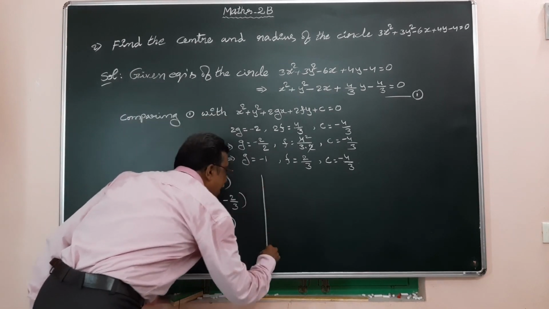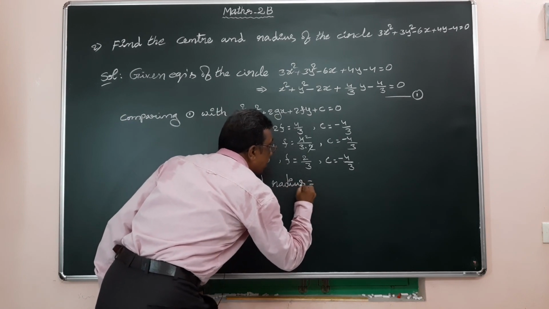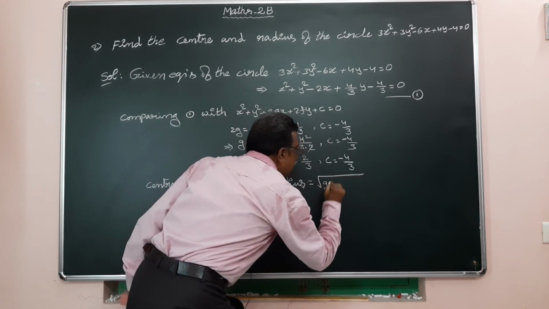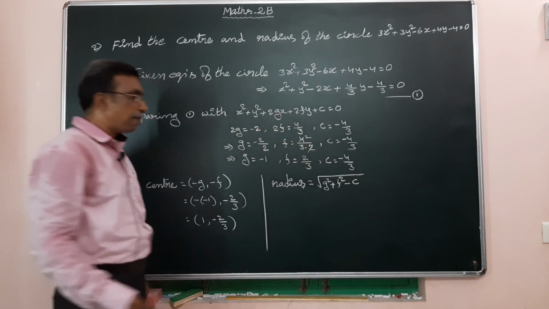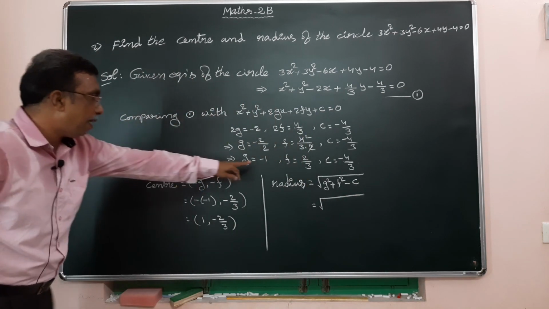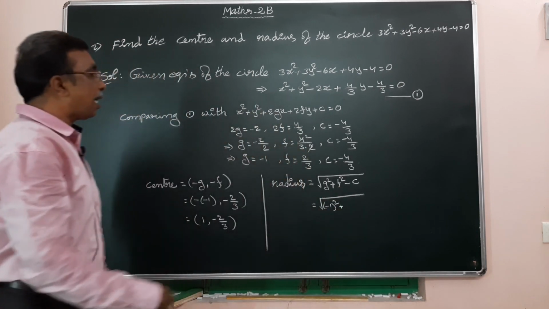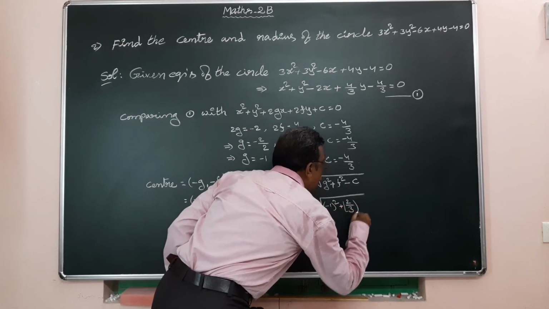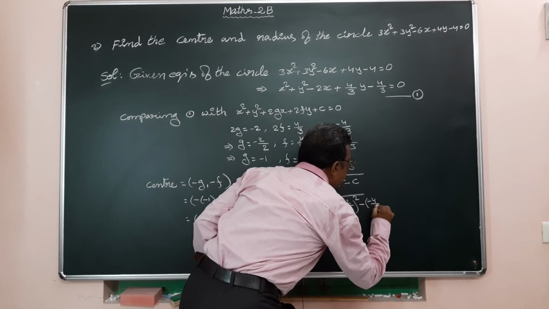Next we find the radius. What is the formula? Radius equal to square root of g square plus f square minus c. That equals square root of g square, what is the g value? Minus 1, minus 1 whole square, plus f square, f is 2 by 3, 2 by 3 whole square, minus c. What is the c value? Minus 4 by 3.